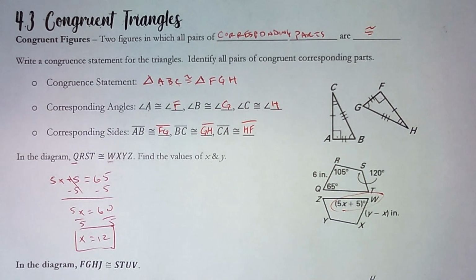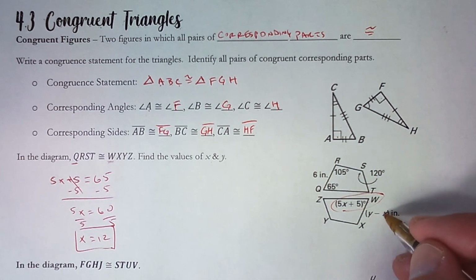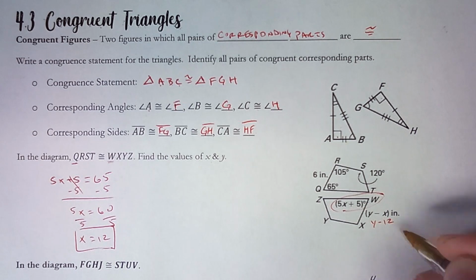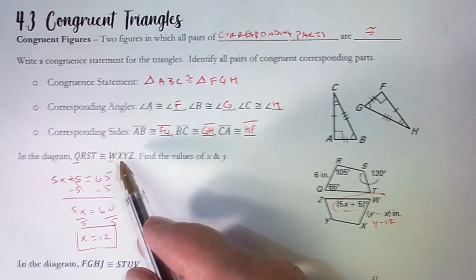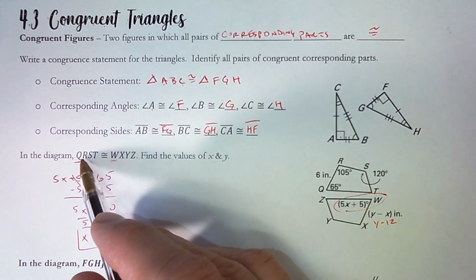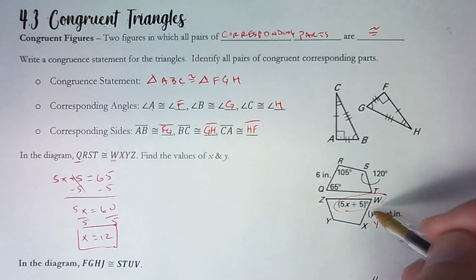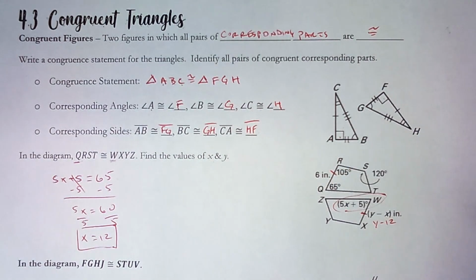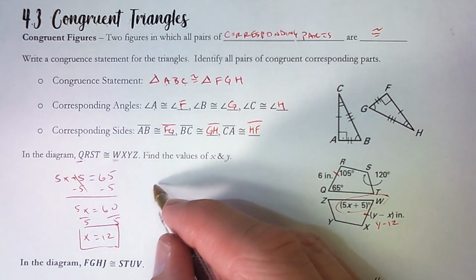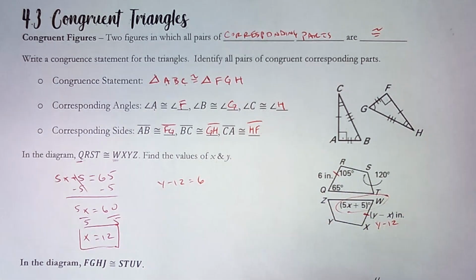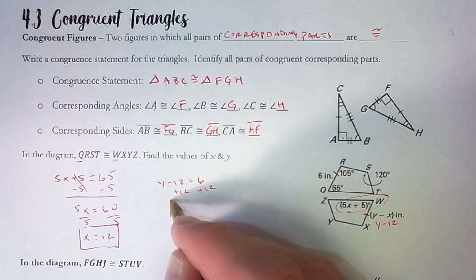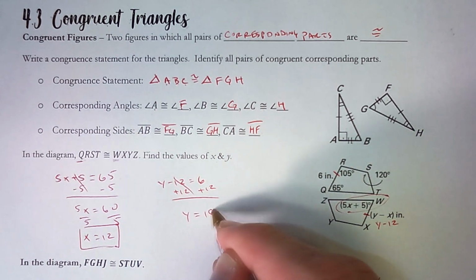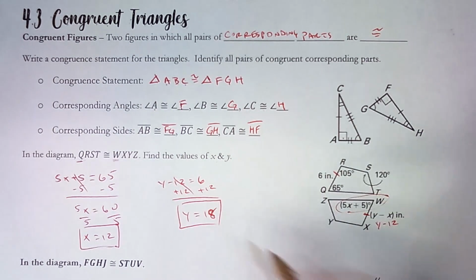Then to find the value of y, I can put a 12 right here, so this is really y minus 12, and I've got side XW. That's the first 2 letters here, so RQ would be corresponding. So this side equals 6, so y minus 12 is equal to 6. And I can add 12 to both sides and get y equals 18.